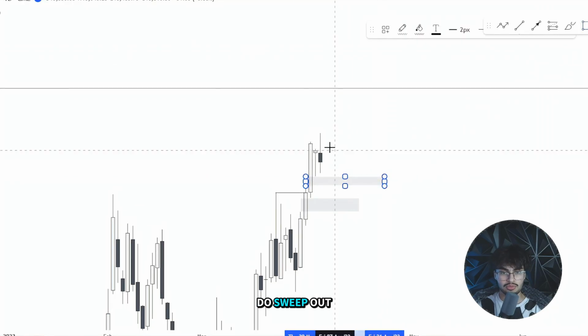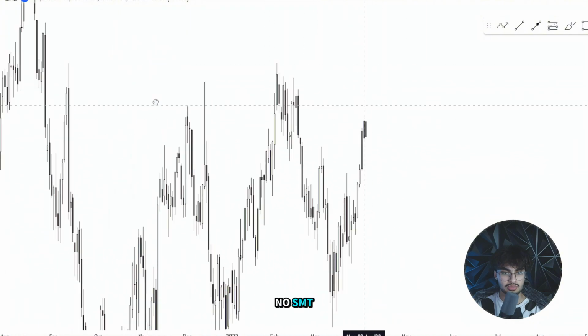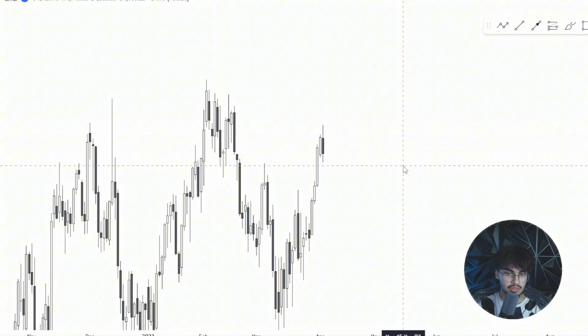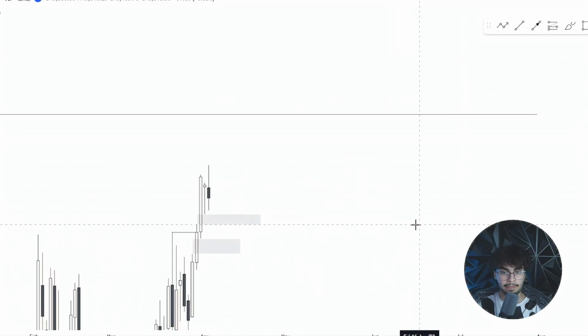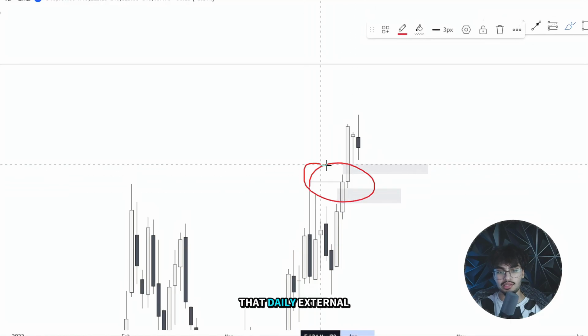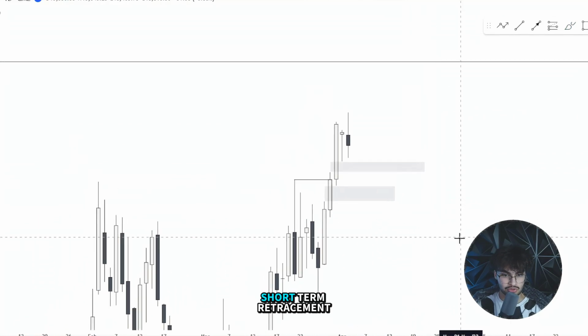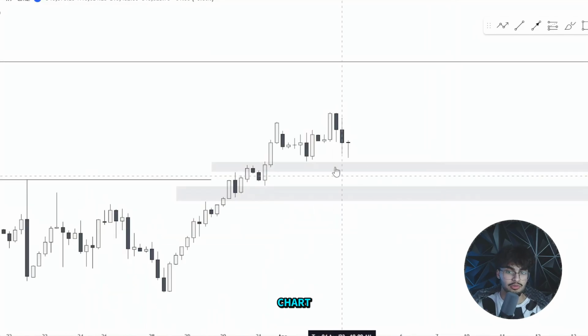So honestly, we do sweep out previous weekly high. I want to see if we have any SMT with that high. No SMT. So yeah, I just want price to come down here, tap into that. We swept out that daily external, so I'm looking for price to tap into the internal. Short-term retracement. Let's go down to the 4-hour chart, see what price is doing.